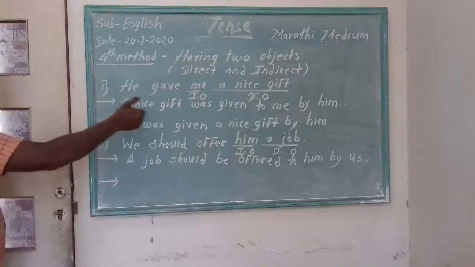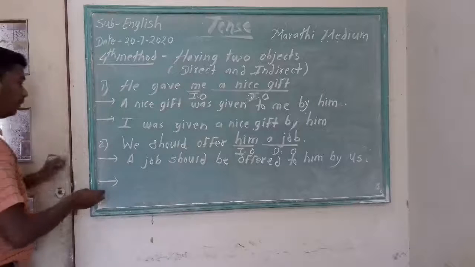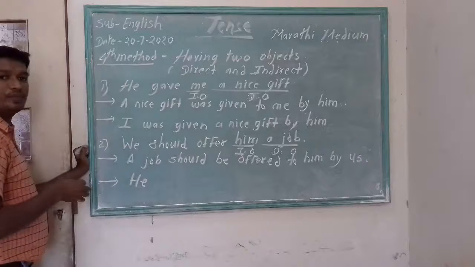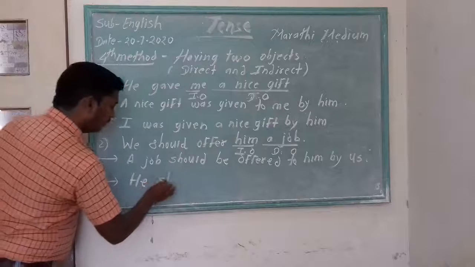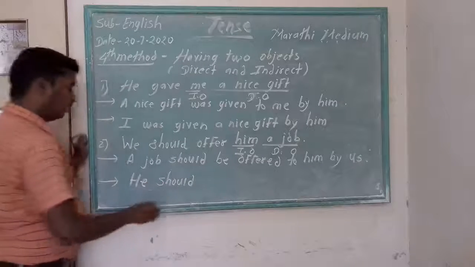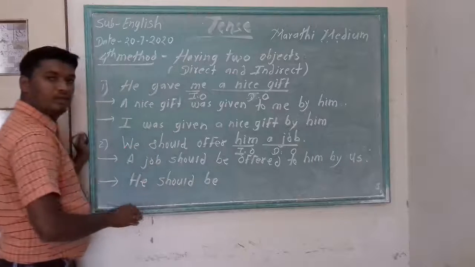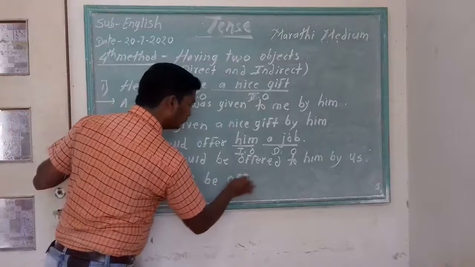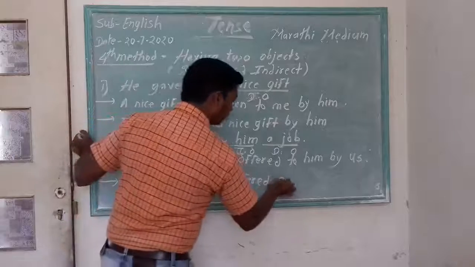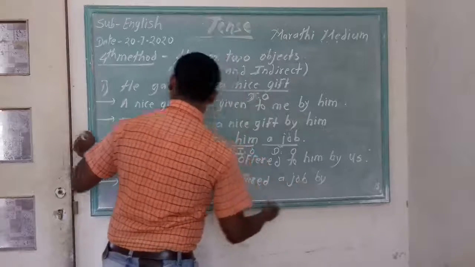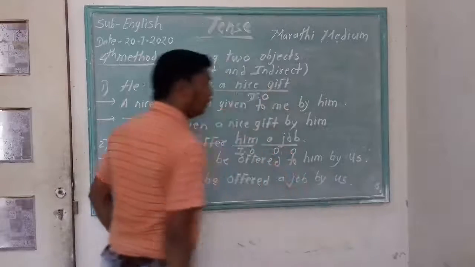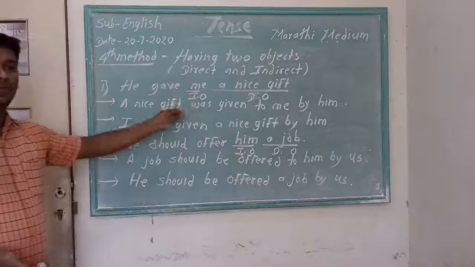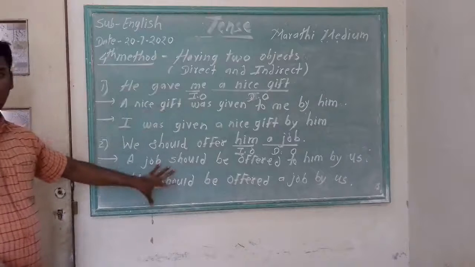Now take the indirect object at the place of subject: him into he. Him into he, because it is in objective case, and we have to write it at the place of subject. Modal auxiliary verb should. Take be, because it is a modal auxiliary, so we have to take be. He should be offered, a job, the direct object, by, and we to us. It is passive voice: He should be offered a job by us. In this way, we can convert active into passive in two ways.